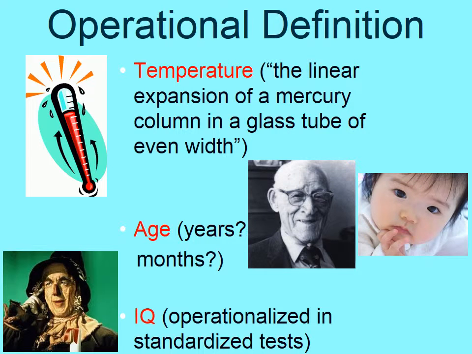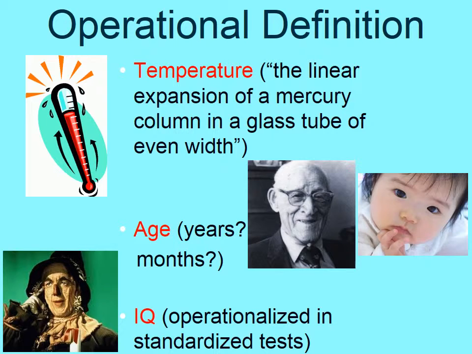Now, there are lots of good examples out there of the importance of operational definition in all kinds of science. I have 3 here on the slide. For example, temperature. Temperature can't be directly observed, right? That has to be operationally defined in some way. And maybe if you're using a mercury thermometer, your operational definition of temperature would be the linear expansion of a mercury column in a glass tube of even width. Or IQ is another good one. IQ can be operationalized using various standardized tests, for example.